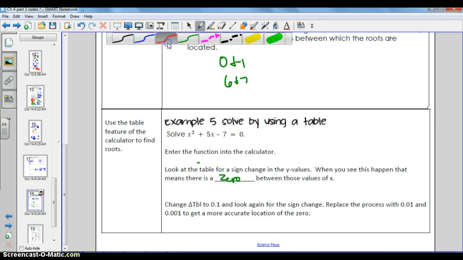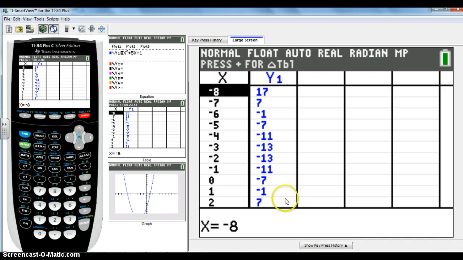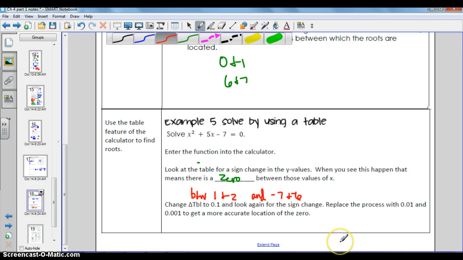So between those x values, between 1 and 2 and -7 and -6. I think that was right. Let's double check. Between 1 and 2, yep, and between -6 and -7. And there we go.